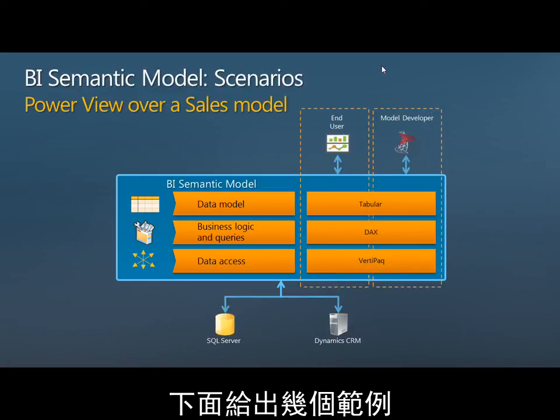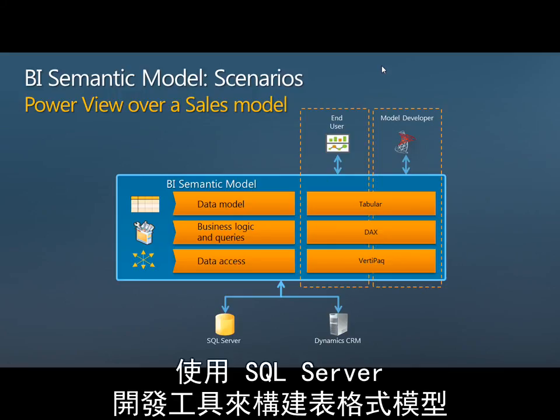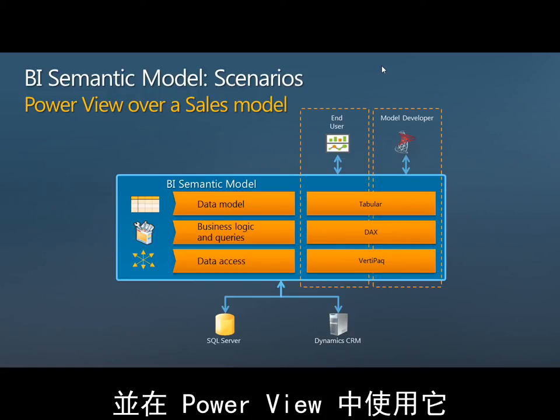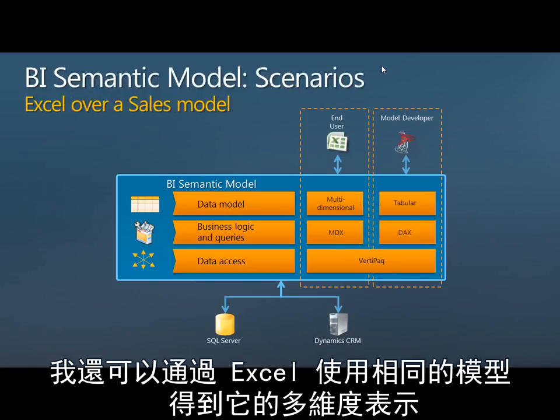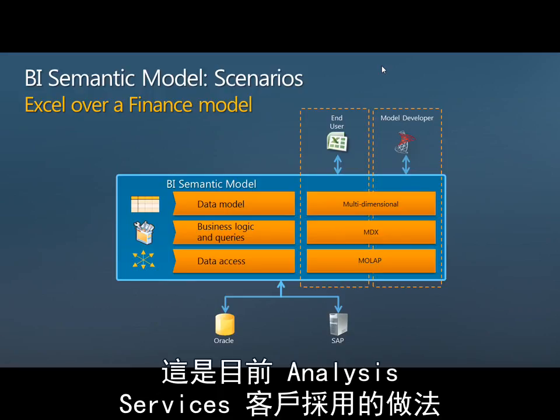All right, here are a few examples. This one is if I built a Power View over a sales model. So I used my SQL Server development tool to build a tabular model, and I'm consuming it within Power View. The same model I can consume through Excel, and I get a multidimensional representation of it. I can build a model using a multidimensional experience inside SSDT, then consume it through Excel. This is what Analysis Services customers do today.